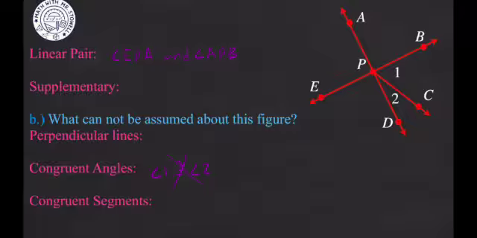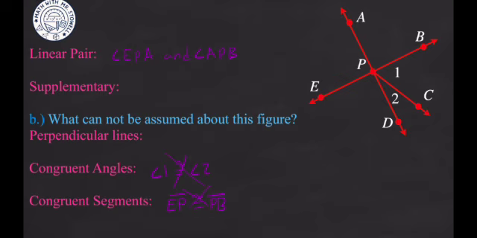Congruent segments. We cannot assume that segments are congruent. We cannot assume that segment EP is congruent with PB. I'll get it eventually. We cannot assume that segments are congruent. So we cannot assume congruence. We have to show congruence.